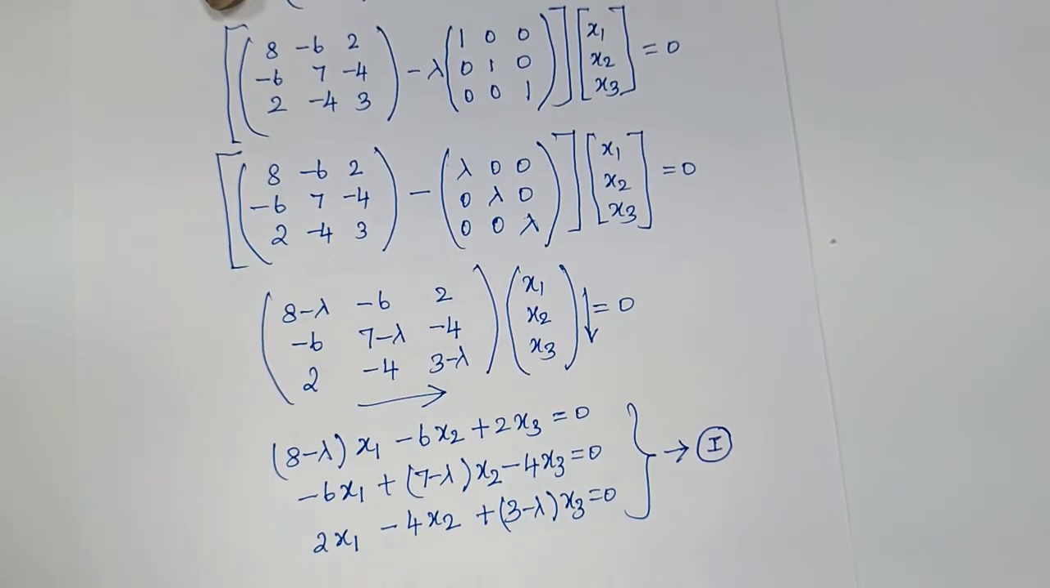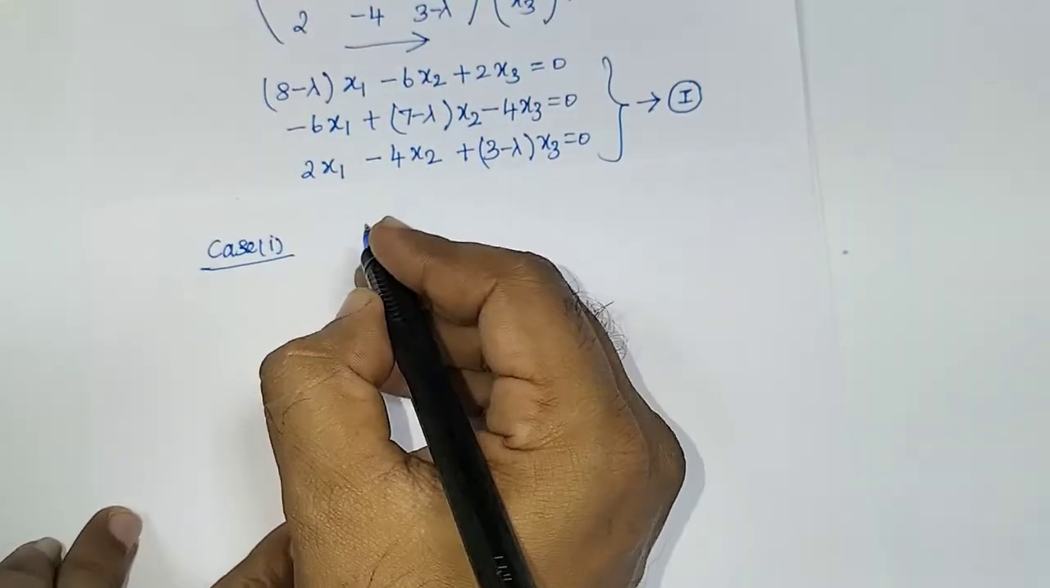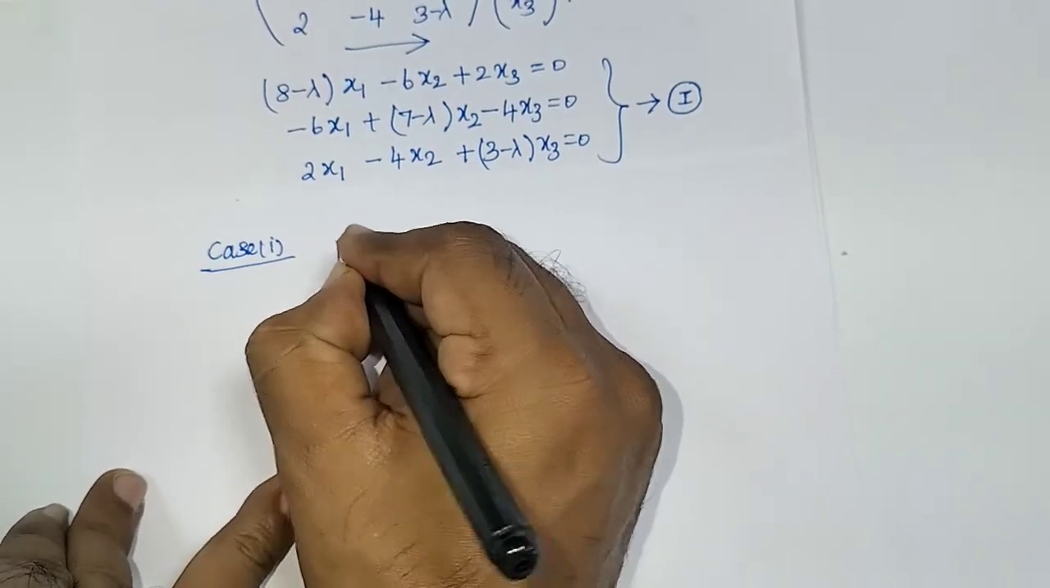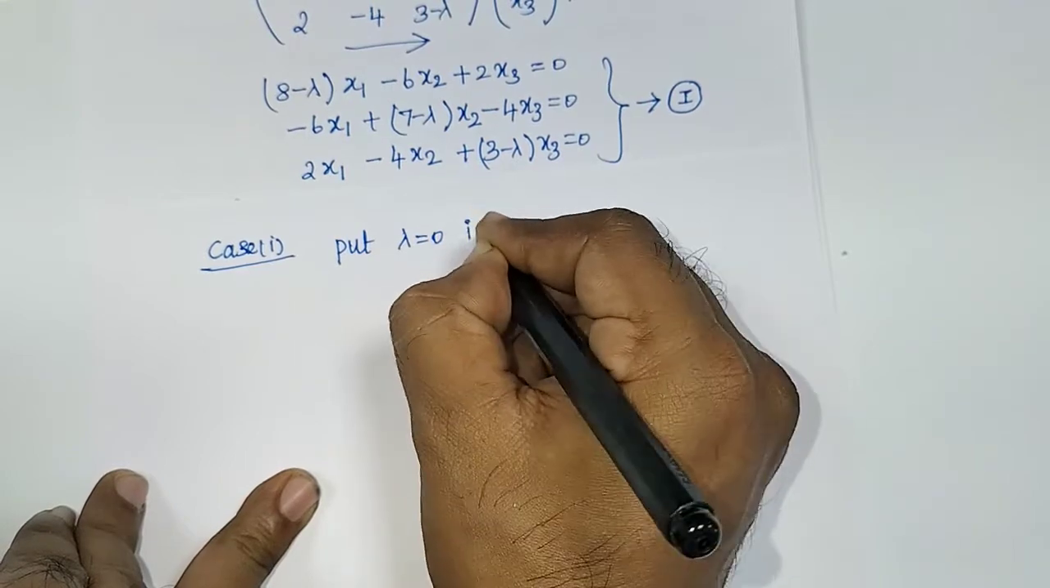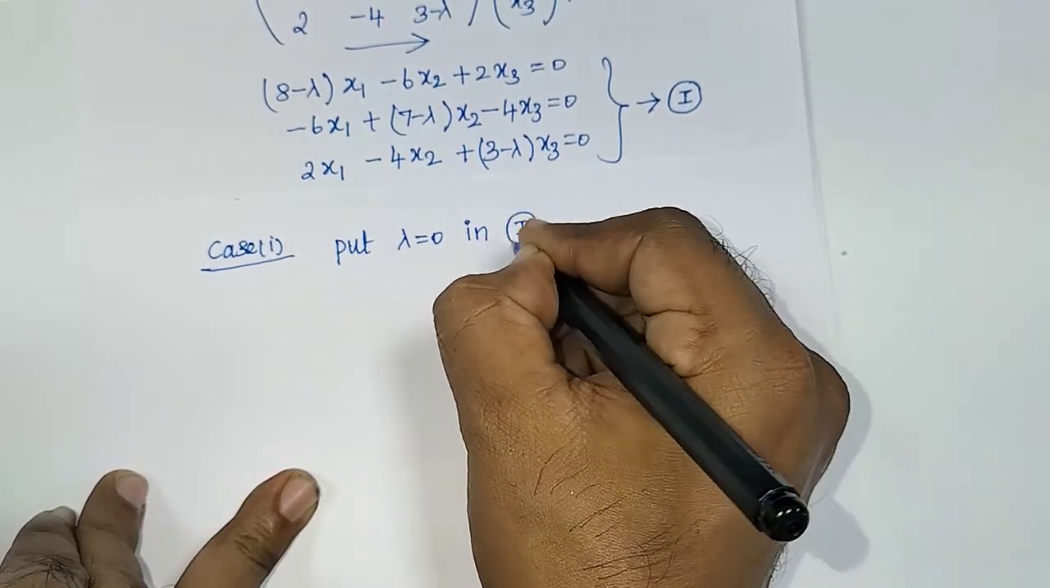This type is 3 by 3 symmetric matrices and non-repeated eigenvalues. So the given matrix is symmetric and eigenvalues are non-repeated. Distinct eigenvalues are there. So I am going to substitute one by one our eigenvalues in this general equation I. So case 1, I am going to substitute lambda equal to 0 in equation I.